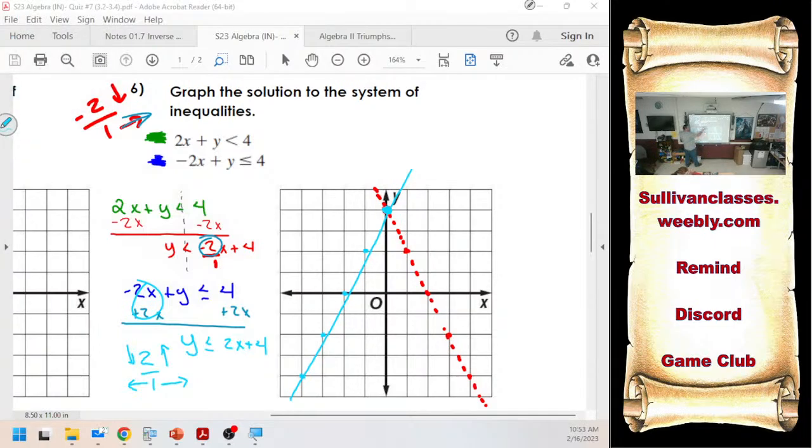The second one, the one I just did. If I put zeros in there, I get 0 is less than or equal to 4. That true? If I put 0, 0 in here, I get 0 is less than or equal to 4. 0 is less than 4? Yeah, that works. So I'll shade towards the 0.